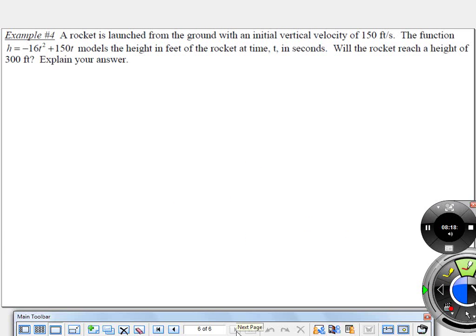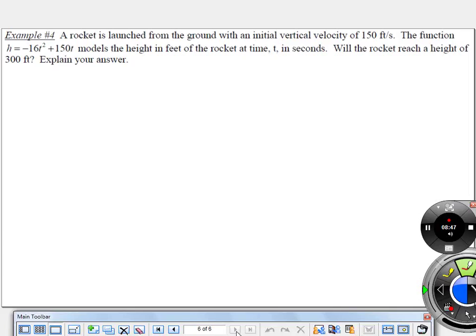So let's look at this last problem. Okay, so lots of launching of rockets in this unit, huh? All right, so a rocket is launched from the ground with initial vertical velocity of 150 feet per second. Sounds like a physics problem. The function h equals negative 16t squared plus 150t models the height in feet of the rocket at time t in seconds. Will the rocket reach a height of 300 feet? Explain your answer.